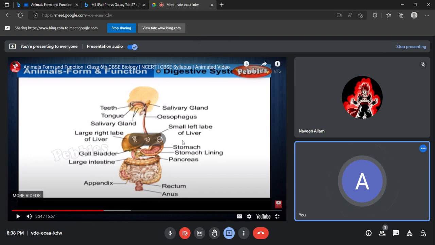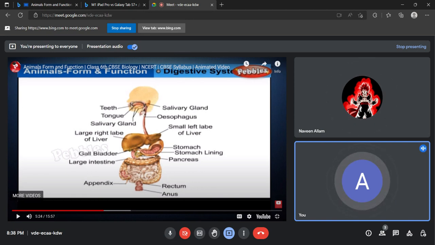Okay, so what are the different parts of the digestive system? First, you will take the food through your mouth. Who will help you to chew the food? It is the teeth and the tongue. Who will help you to taste the food? It is the tongue. Who will help you to chew the food? It will be both teeth and the tongue. So they are also a part of this digestive system.